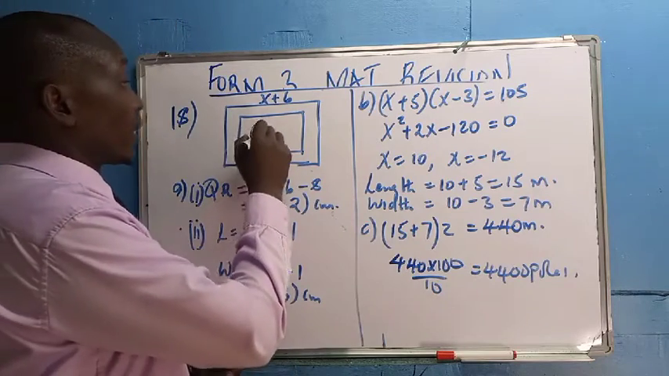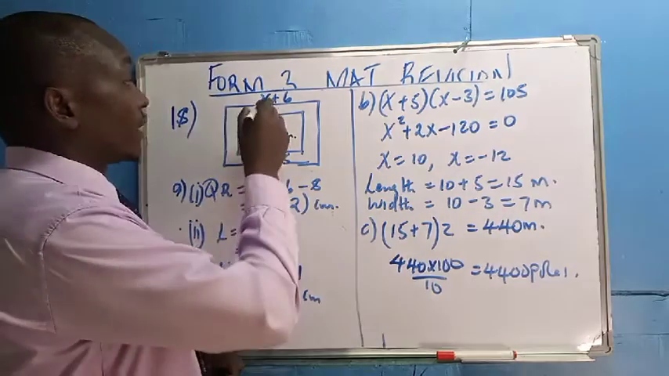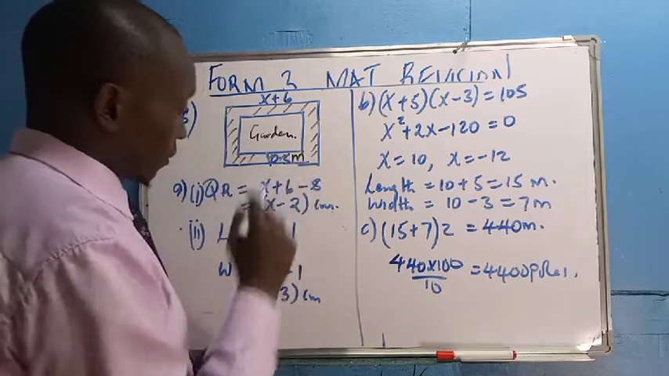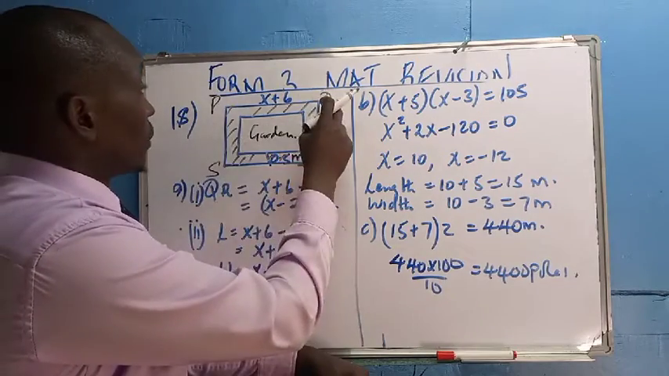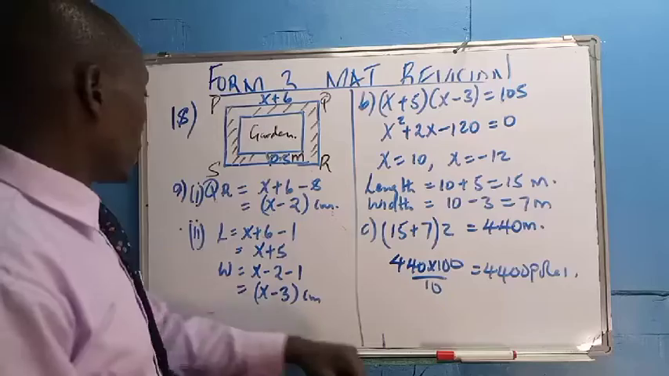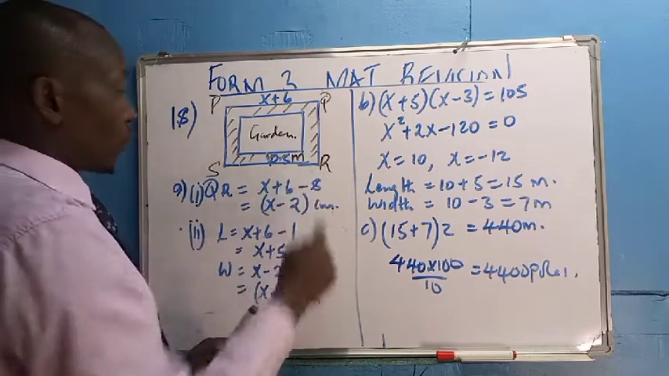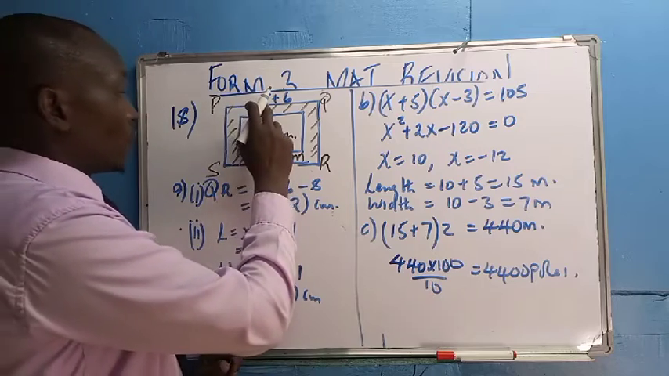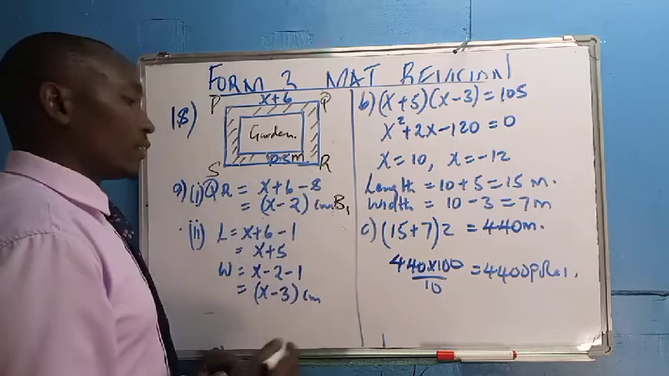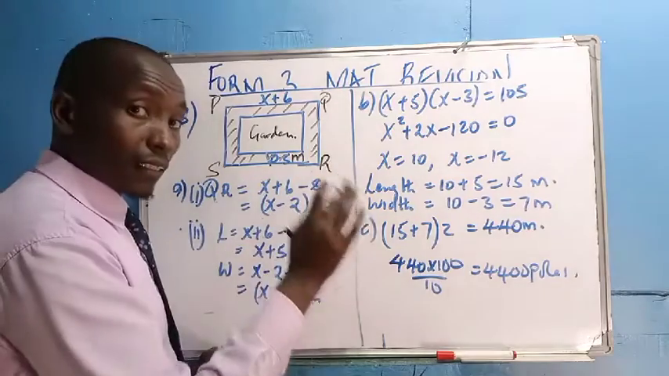Number 18, you're given a garden. This is a garden that belongs to Mrs. Motiso. And then it has a path that is 0.5 meters all round. Given the distance from here to here, it's x plus 6, that is PQ. Then this one, you're given that it is 8 less. So the first part, question A, Roman 1, find the dimension of QR. Basically, it is x plus 6 minus 8. That is as short as that. It is x plus 6 minus 8 because it is 8 meters less.